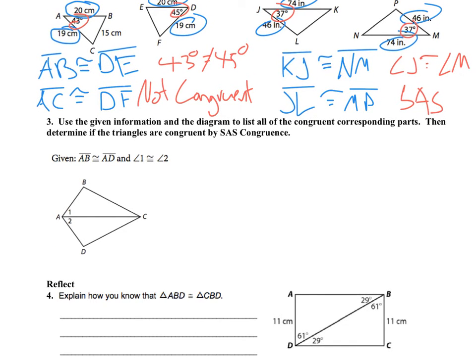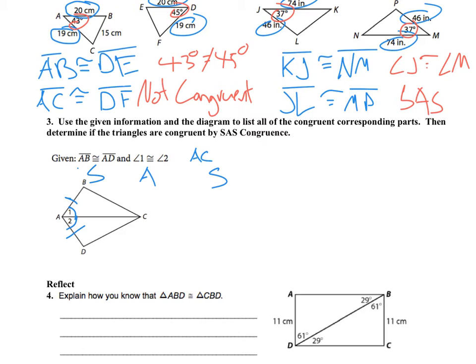All right, number 3 here. So use again the information to list all congruent corresponding parts, then determine if the triangles are congruent. So similar, but now we're just given congruencies instead of measures. So they tell us that AB is congruent to AD, so I need to mark those. And then we have angle 1 is congruent to angle 2. So there's 2 parts, right? So there's my side and there's my angle. So it'd be nice to have another side, which we do.